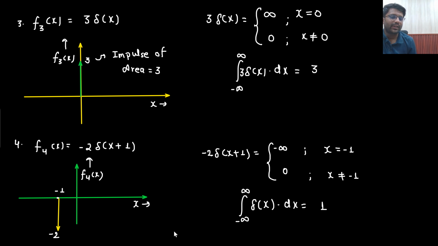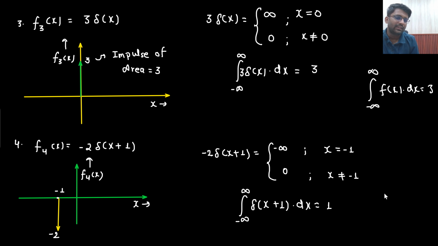So, in place of x, if I put x plus 1, will the answer change? This is the basics of integration. No. Like basically, I am saying that the integral from minus infinity to infinity of f of x dx is equal to 3, let's just say. Then what will be the integral from minus infinity to infinity of f of x plus 2 dx? That will also be 3 only, no?